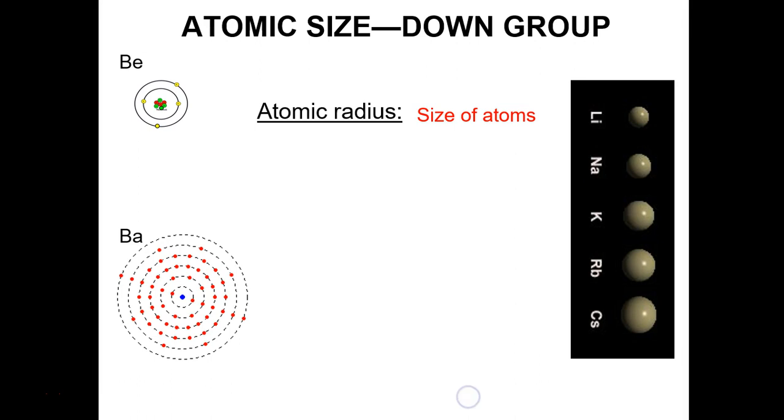Down a group. Atomic radius is basically just how large atoms are. Now, there's a more sciencey definition where it's half the distance between 2 nuclei in a bonded molecule, but essentially it's just the size of the atoms. Now, the trend down a group is that atomic radius increases.